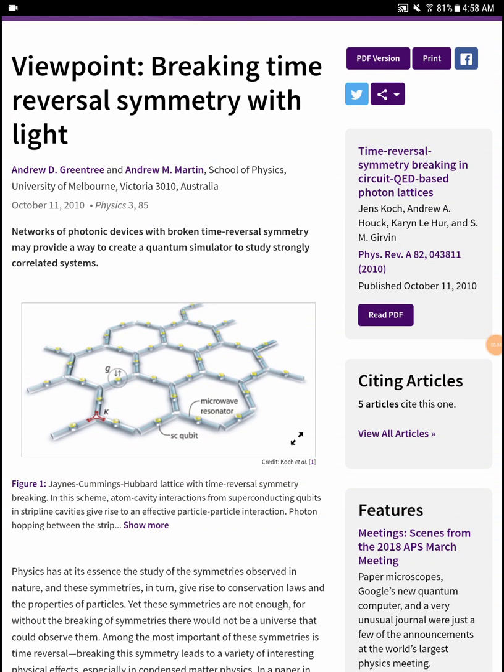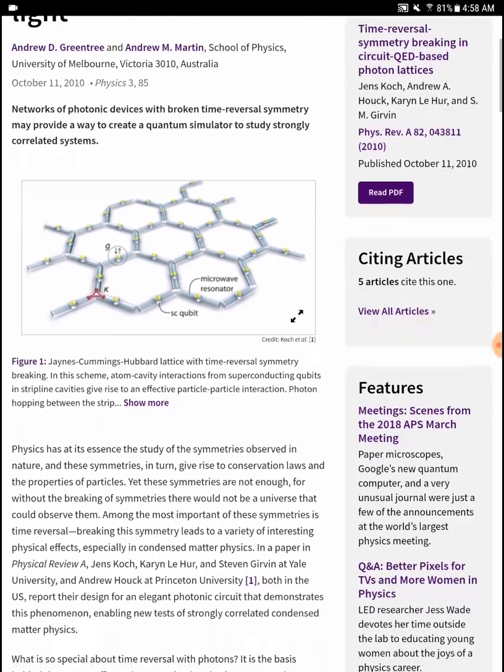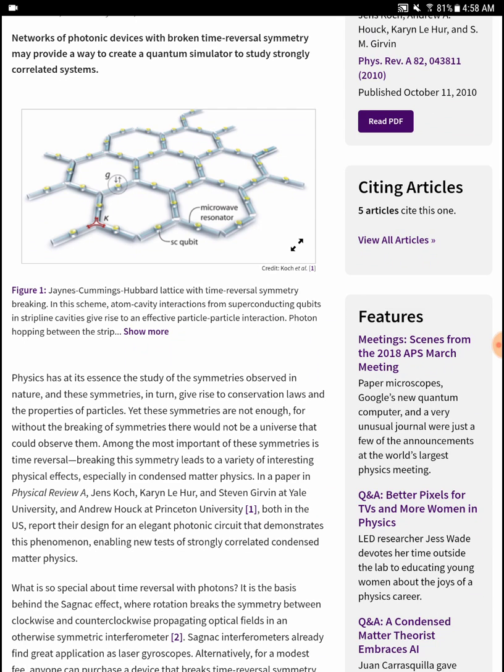Today, let us discuss breaking time reversal symmetry with light. Here we go. Networks of photonic devices with broken time reversal symmetry may provide a way to create a quantum simulator to study strongly correlated systems.